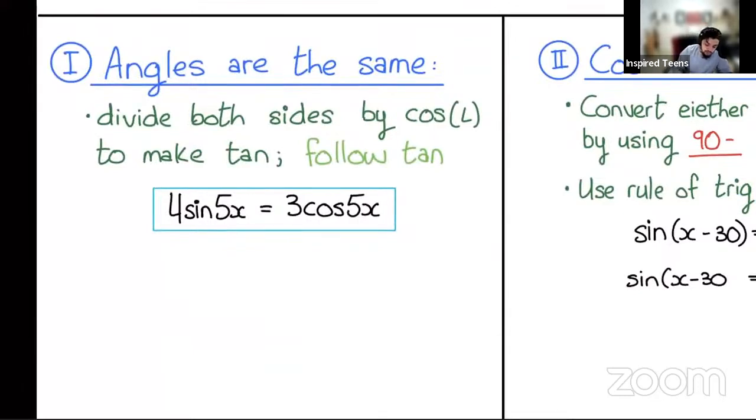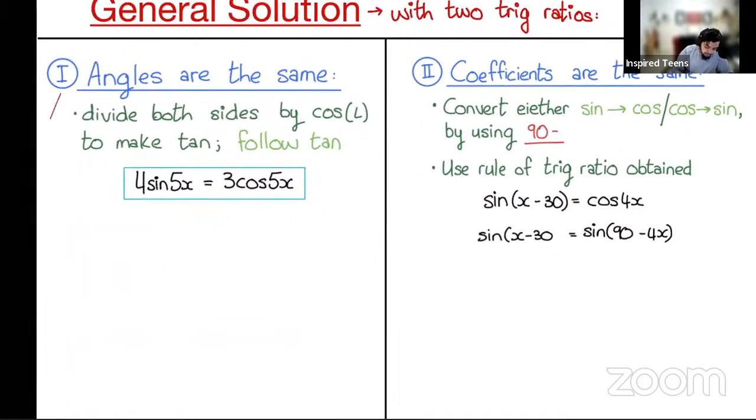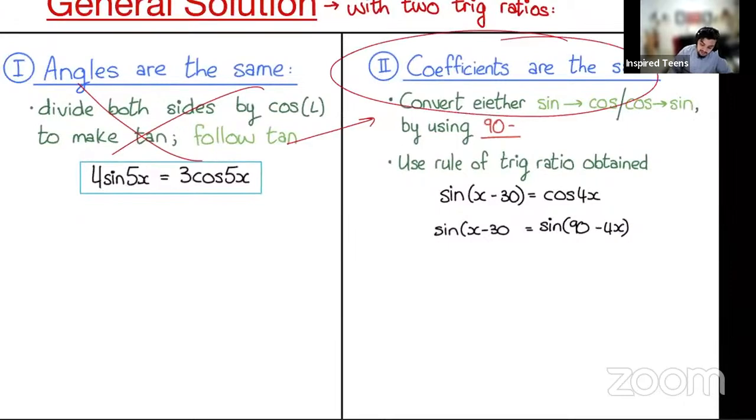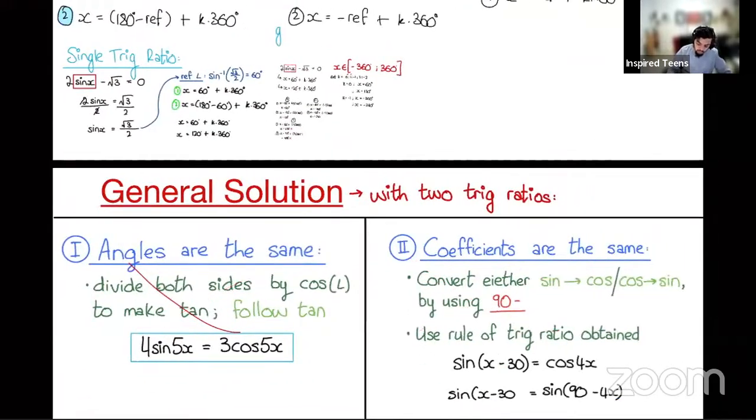The first thing you should check for is if the angles are the same. If the angles are the same, you follow this. If the angles are not the same, you move on to step 2. You check if the coefficients are the same. If the coefficients are the same, you try to follow this. However, if the coefficients are not the same, you move on to step 3. You check if you can take a common factor and follow these steps. If you cannot take a common factor, you try to see if it's a trinomial. You do these steps in order, and that's how you try to solve these questions.